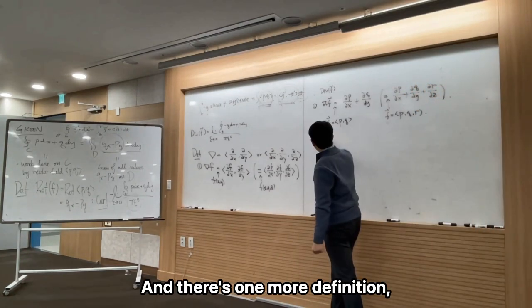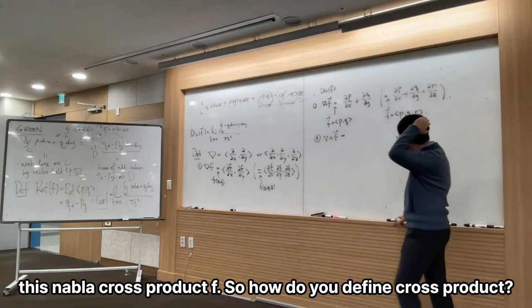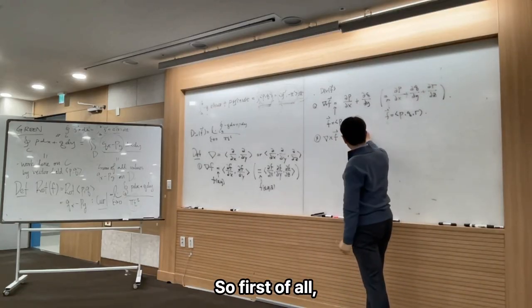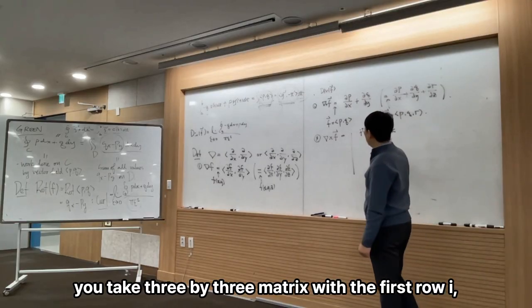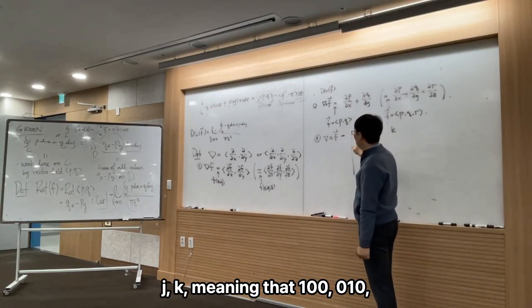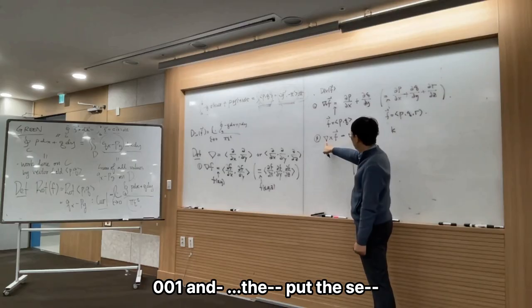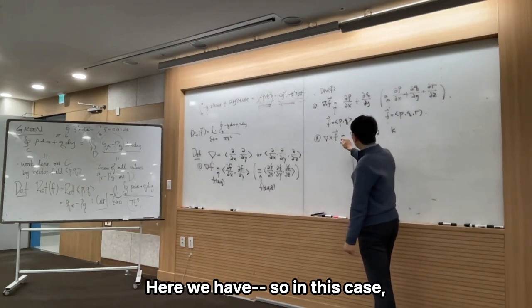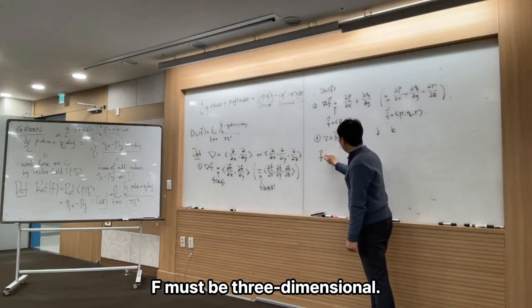Okay. And there's one more definition: nabla cross product F. So how do you define cross product? Well, how do you compute this? First of all, you take a 3 by 3 matrix with the first row i, j, k, meaning 1, 0, 0, 0, 1, 0, 0, 0, 1, and put the first vector on the second row here. In this case, we always assume that F is three-dimensional. F must be three-dimensional.